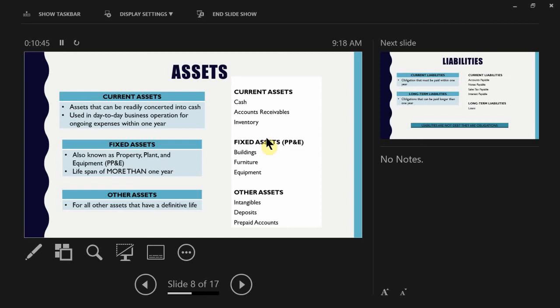And other things like inventory, right? Inventory, you purchase the inventory, you sell it right back, and it gets converted into cash. Simple as that, all right?